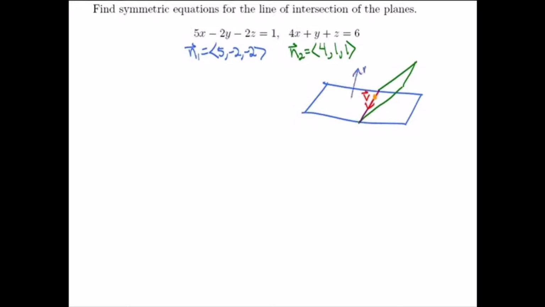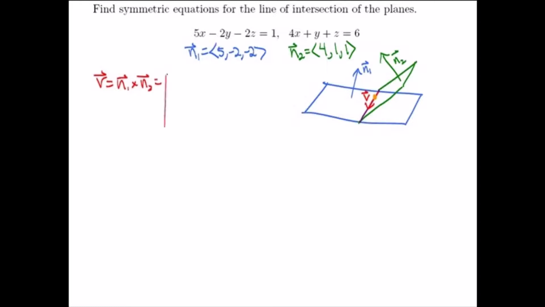Our normal vector n1 is going to look something like this. We could put it there if we want, and n2 may look something like this. Since our line lies in both planes, the blue plane and the green plane, that means that line is orthogonal to both normal vectors, n1 and n2. And so a direction vector for the line can be found by taking the cross product of n1 and n2. That'll give me a vector which is orthogonal to both of those normal vectors and thus lies in both of those planes.